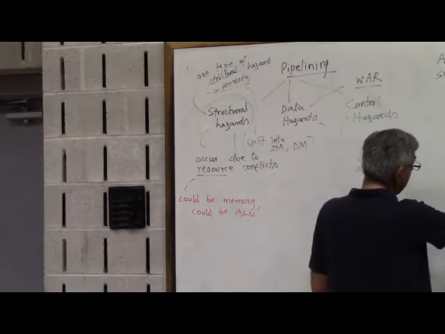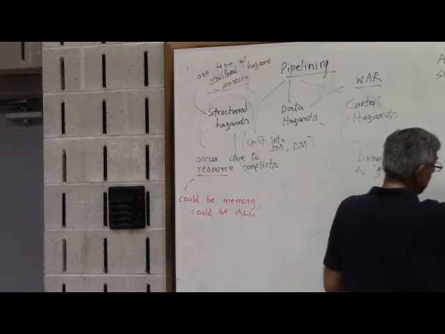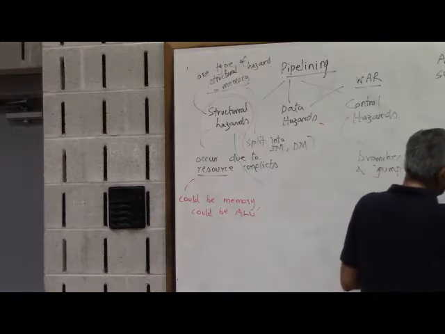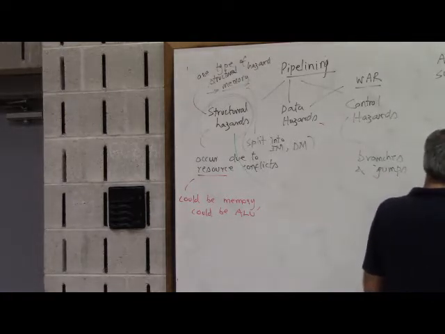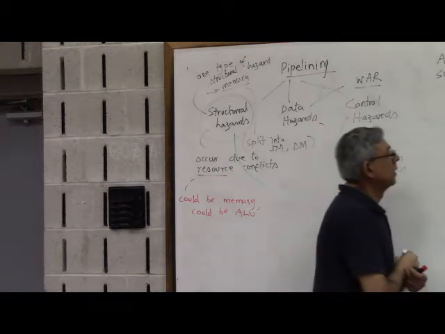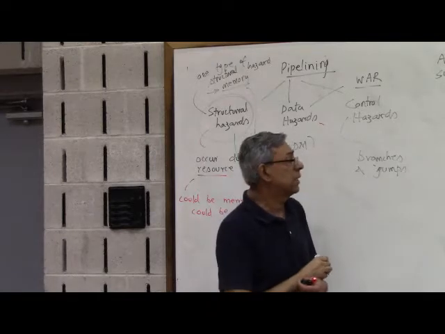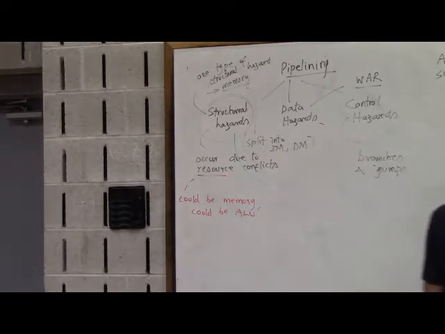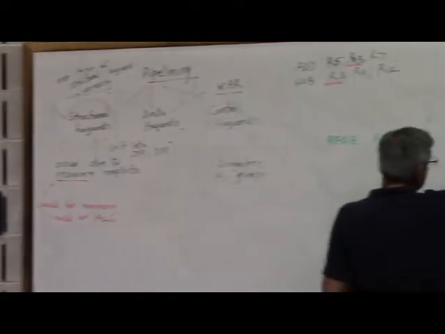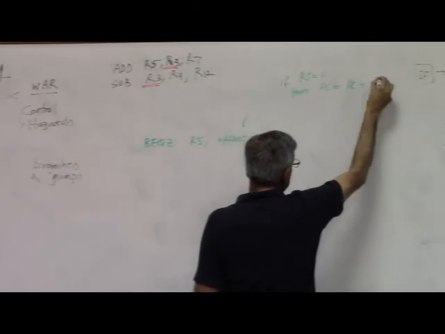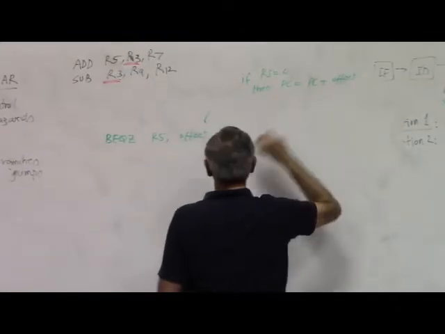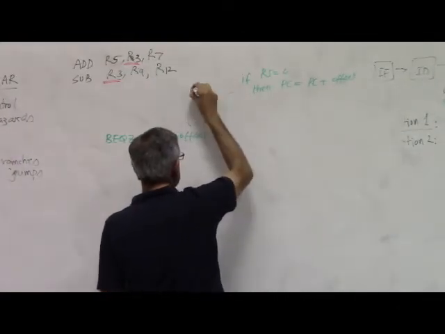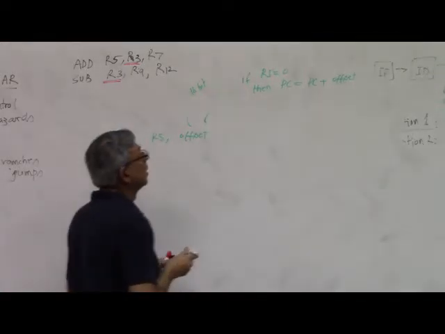Suppose you have branch equal to zero, R5, and some offset over here. Remember the meaning of this: if R5 is equal to 0, then PC will become PC plus offset. And this offset is basically a 16-bit offset.